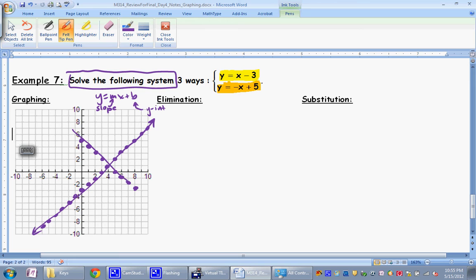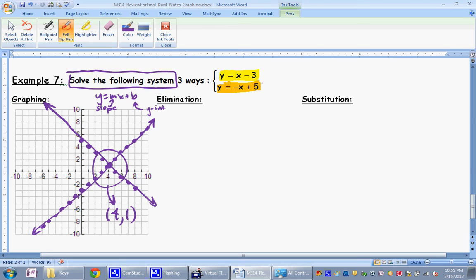Notice that I'm extending these lines across the entire coordinate plane that was given to me, and also I'm remembering to put arrowheads at the end of my lines. And then you can see right here, graphically, our vertex is 4, 1. So graphically, a solution to a system of equations is an ordered pair where the two lines hit.